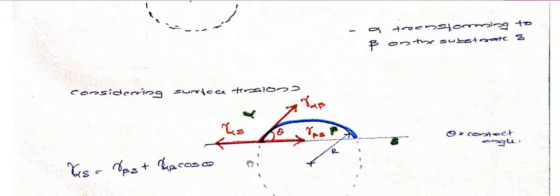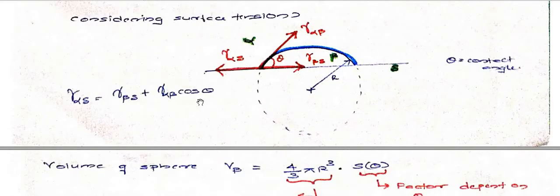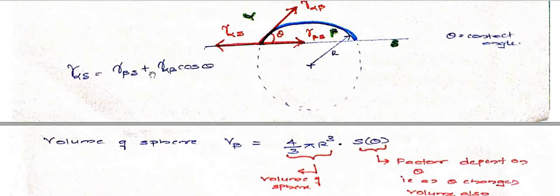So three will be there, and on resolving we can clearly see that gamma alpha delta will be equal to gamma beta delta in this direction, plus when we resolve gamma alpha beta in this direction, we will get gamma alpha beta cos theta. Okay, so please keep this in your mind.